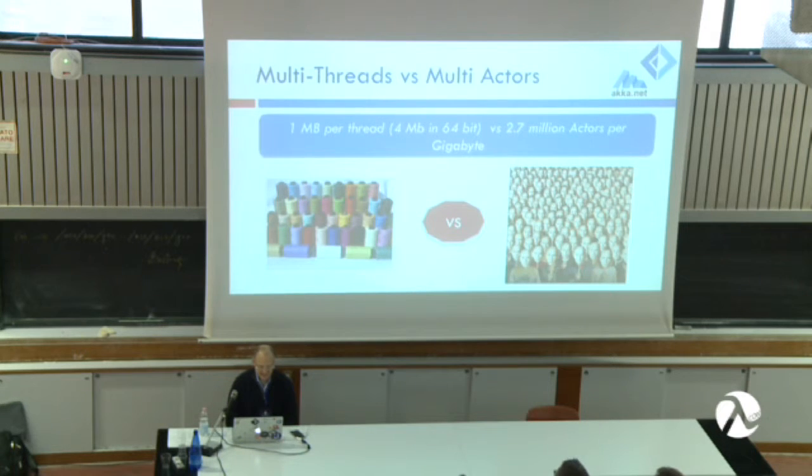Actors use a very small memory footprint. You can fit almost 2.7 million actors in 1 gig, which is a pretty high number compared to threads on your 32-bit machine. And what does this mean? It means you have a lot of freedom to express your domain model. You can build as many actors as you want, pretty much. And how can we achieve this kind of number?